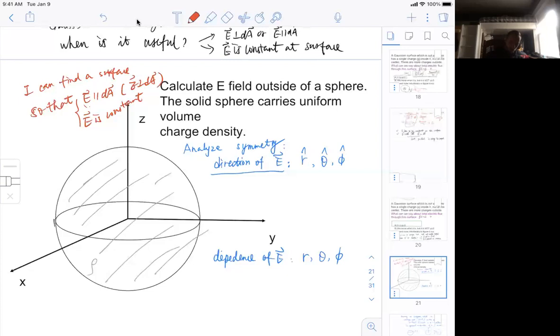Once you have done this multiple times, it becomes so internalized that you don't do it explicitly. But I think it's good practice to at some point make this very explicit. Once you're familiar, you don't always have to do this exercise. So first, let's think about the direction of E. We're given a sphere, so I want to use spherical coordinates, which means E can be in the r hat, theta hat, or phi hat direction. So what direction do you think E will be in this case?